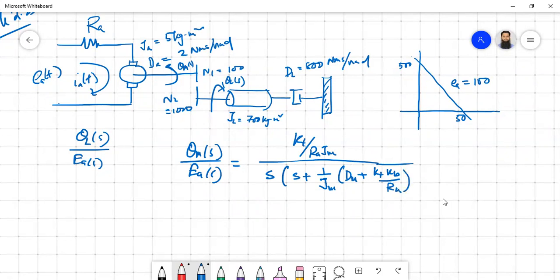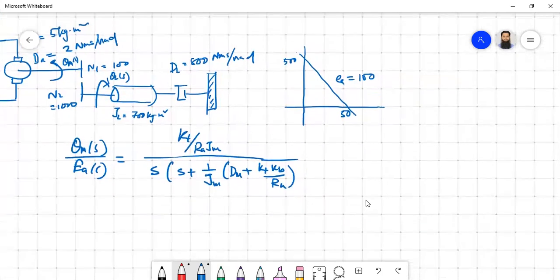Okay, so what do we have to find out? We have to find out the value of Jm, Dm, Kt by Ra, and Kb. Okay, so let us start with the value Jm.